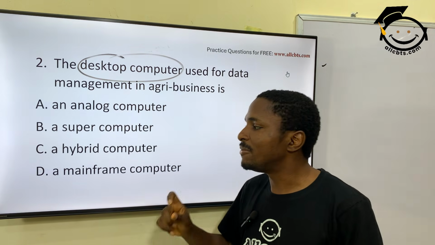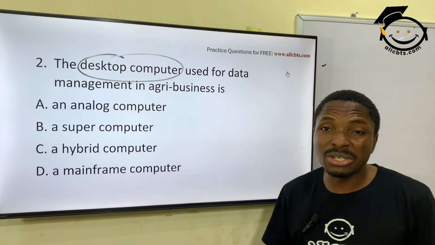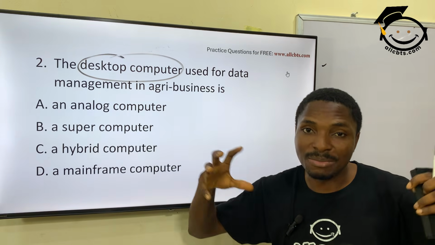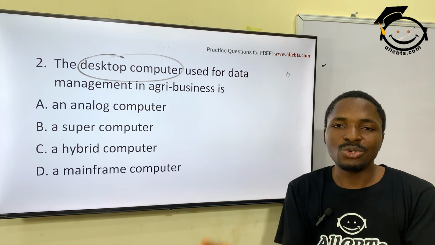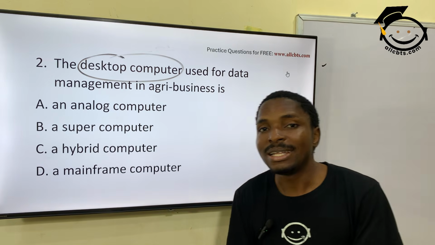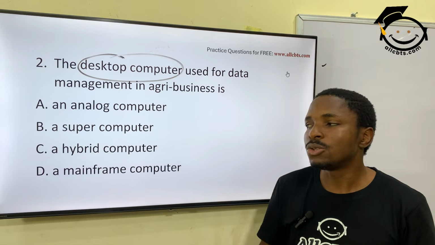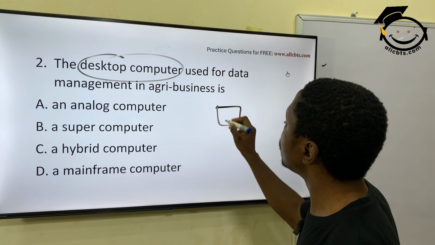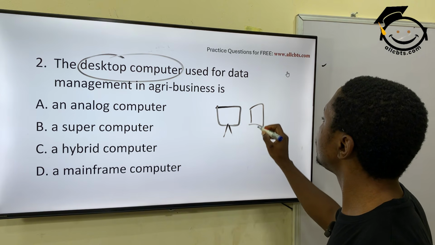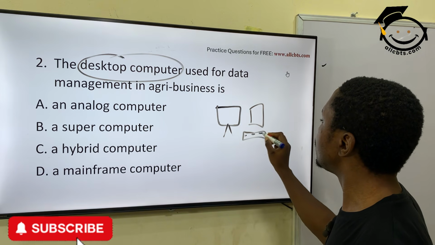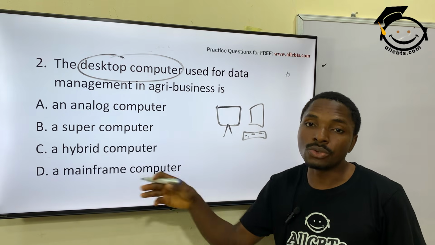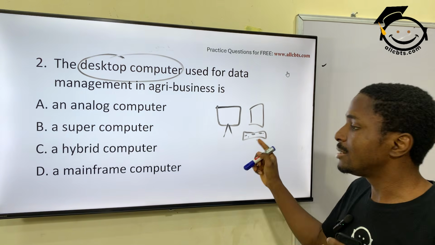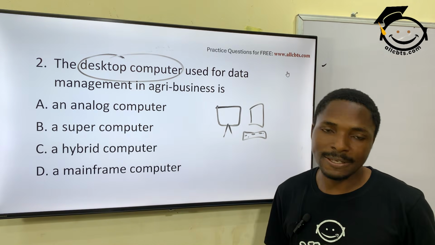So the one that works very well is hybrid computer. What is hybrid computer? It's just the functionality of analog computer and supercomputer that has been compressed into your simple desktop computer that you have in your homes, in the offices. Those kind of computers you see in the offices, the one that contains a monitor, CPU, keyboard. These are the kind of computers that are used in agribusiness. So this is the correct option, option C.